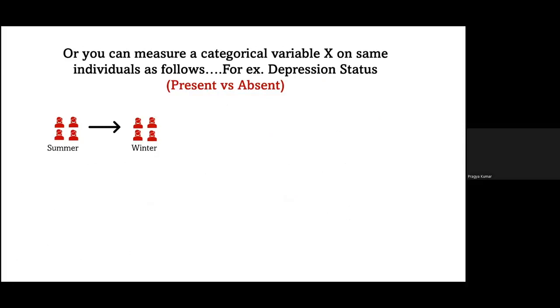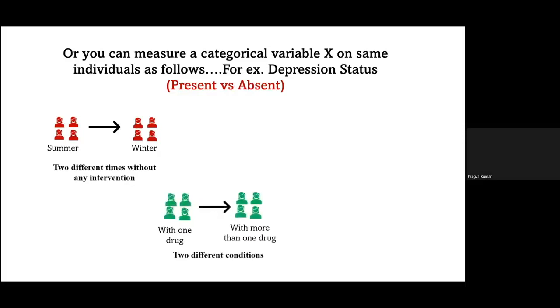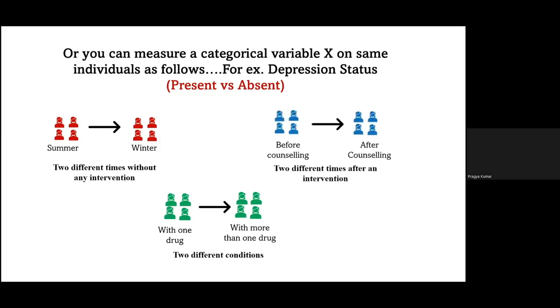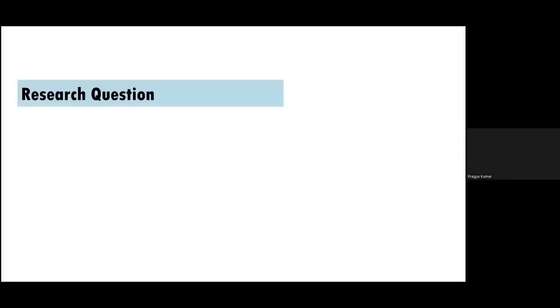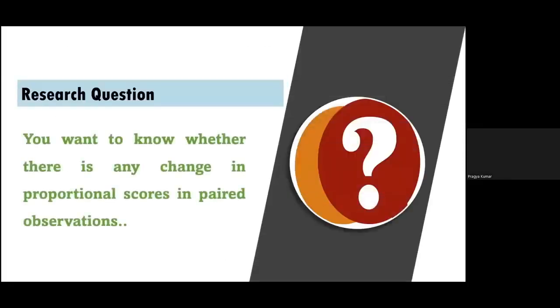Again, in this case, we can measure a categorical variable like depression status. So you can measure the presence or absence of depression at two different time points without any intervention. You can measure the depression with one drug and then with more than one drug, or you can measure the depression before the counseling and after the counseling. In all these three cases, they are paired values. That means paired observations. So what can be the research question? If you want to know whether there is any change in the proportion in the paired observations, and you want to measure the change in these proportions, then you will use this McNemar test.